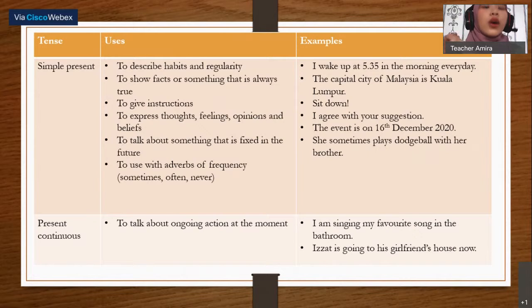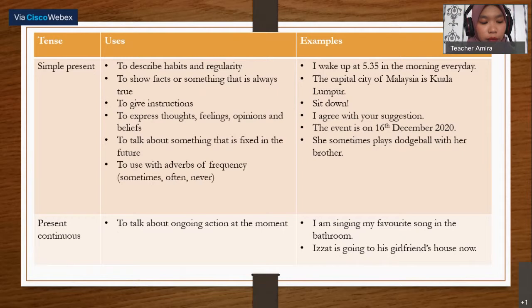And then we also use simple present tense in order to express our thoughts, feelings, opinions, and beliefs. I am happy today. I feel excited today. The example that we have here is I agree with your suggestion. So that's my opinion. I think that I am pretty. So that's opinion. When you want to express your opinion, you should use simple present tense.